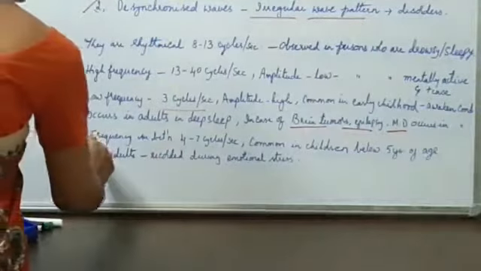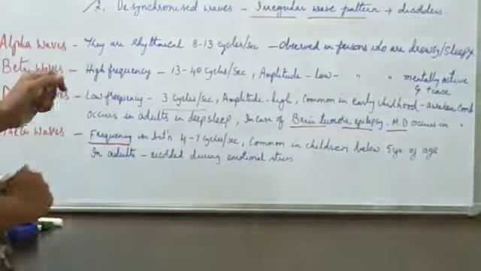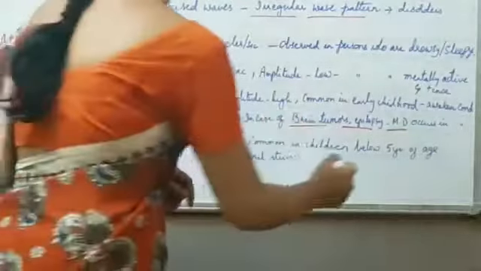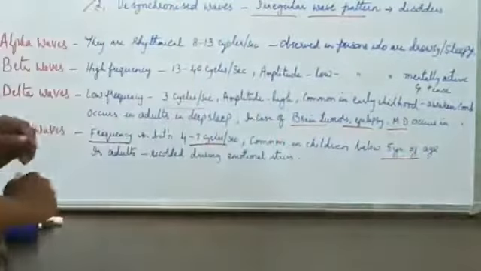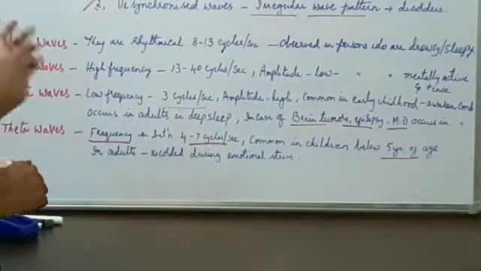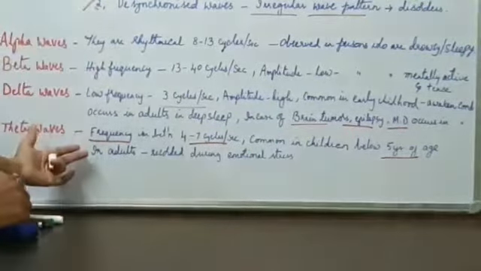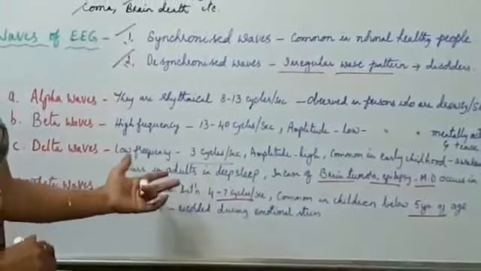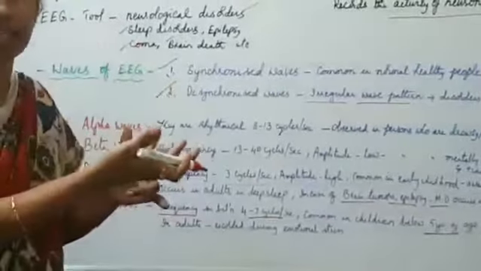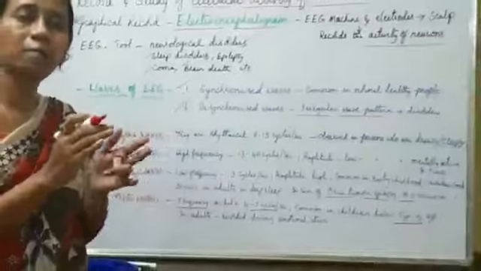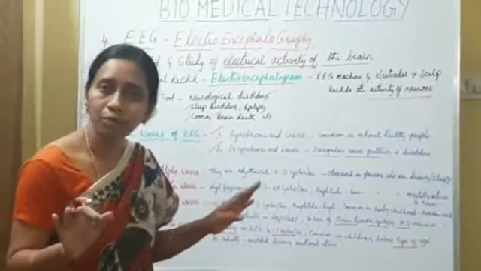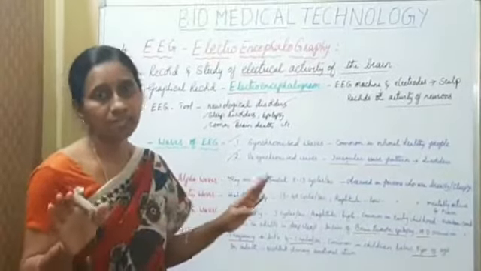Then theta waves. They show a frequency between 4 to 7 cycles per second. These are very common in children below 5 years of age. And in adults, they are recorded during emotional stress only. So by observing these waves and their frequency, we have to understand that when emotions and stress are there, the regular pattern will change. So we should not get tense and emotional, and we should avoid stress.